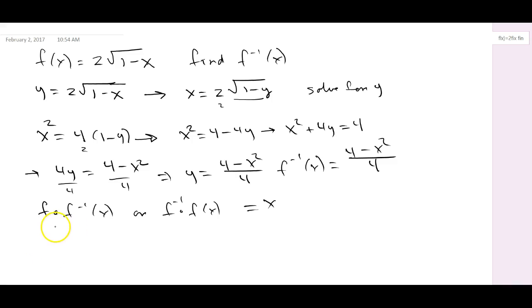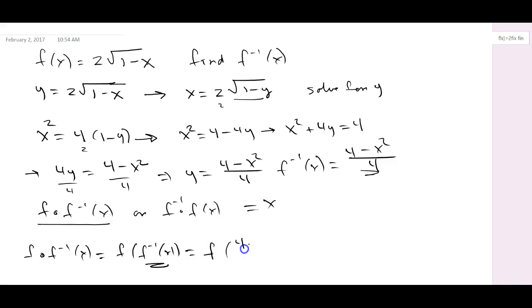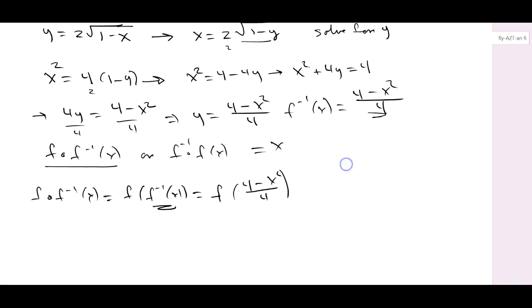So I'm going to find this f of f inverse of x, which again is a composite function, f of f inverse of x. And I simply replace this term with the inverse. So it's f of (4 minus x squared) all over 4. This goes back into the original equation. I replace this x with this term right here. So what I'm going to have is 2 times the square root of 1 minus (4 minus x squared) all over 4.